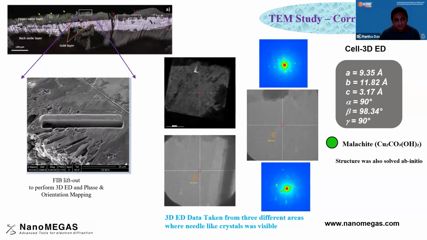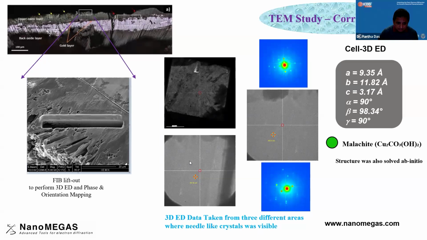Once we had seen the cross sections, we did some FIB work to better understand the structures of each part of these layers. First, we went to the corrosion layer at the top and collected three-dimensional electron diffraction data from different regions, specifically from the needle ones. We see a malachite unit cell. We then solved the structure. There was a lot of disorder in the structure, but it was possible to solve it, and that confirms this phase is malachite.